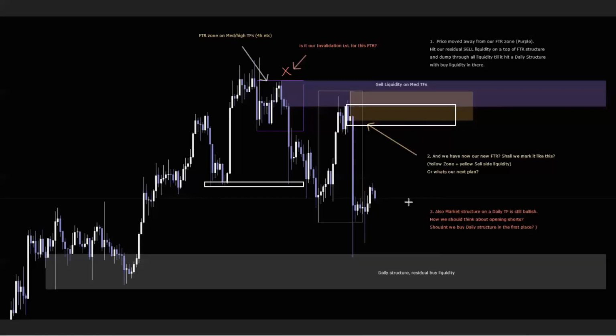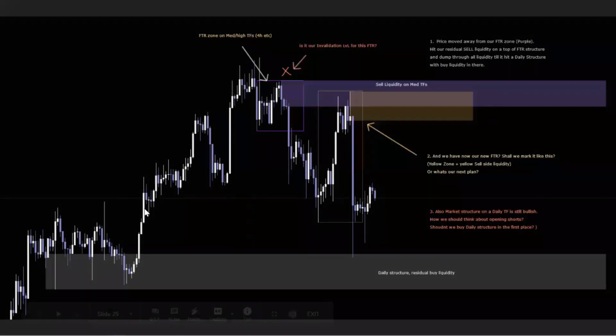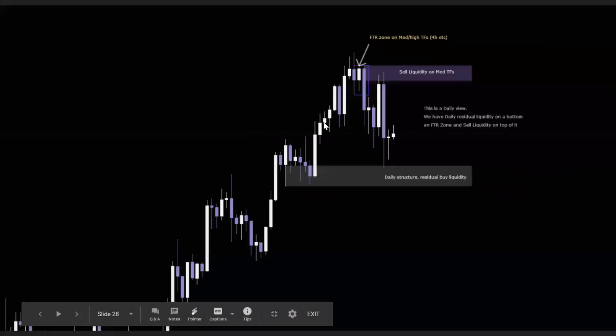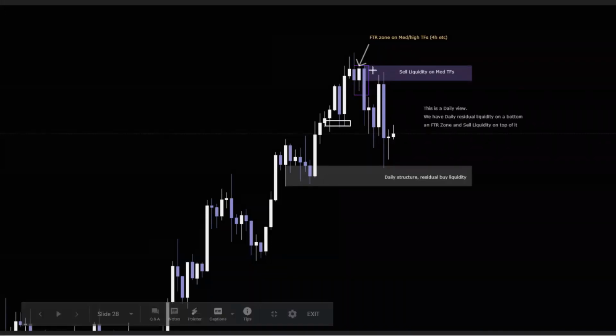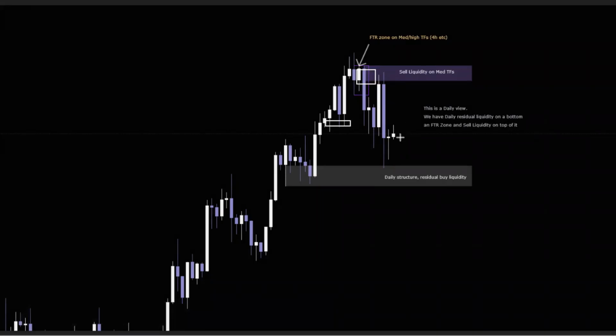How should we think about opening shorts? Shouldn't we buy daily structure in the first place? I debate whether or not market structure is bullish on a daily here. If we go back to your daily chart here, this is breaking down, lows are getting broken, and highs are holding. So my assumption now is that that trend will continue until I see some evidence to the contrary. As I say, it's not to say you can't buy structures like this, because they will give a reaction.